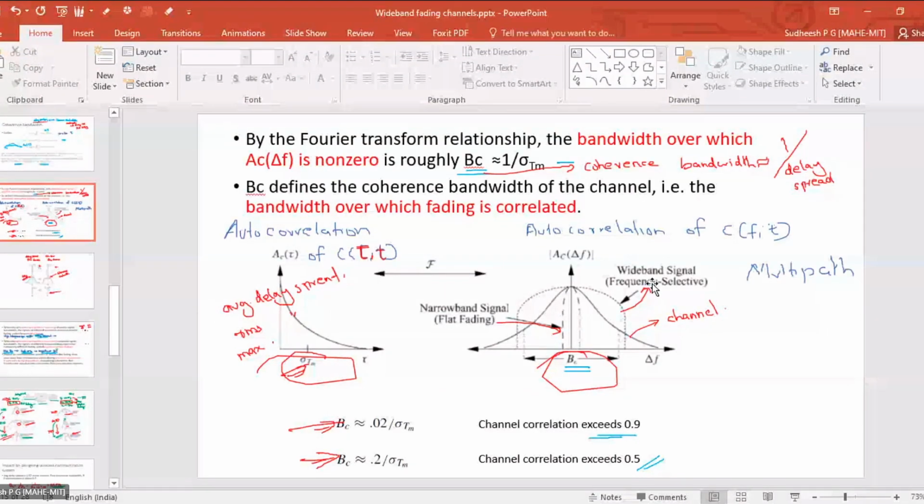See, the idea is that in questions, they'll be mentioning what is the correlation. They'll be mentioning the correlation will be above 0.5 or above 0.9. So based on that, we can use equations that is BC is equal to 0.2 by delay spread, or BC is equal to 0.02 by delay spread. Generally, as a rule of thumb, the equation that we use is the second equation, that is coherence bandwidth is equal to 0.2 by delay spread.